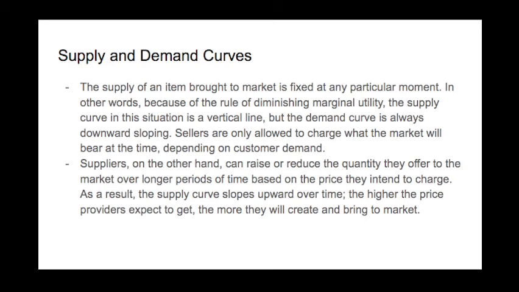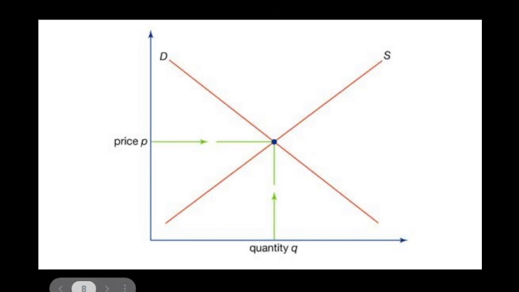Suppliers, on the other hand, can raise or reduce the quantity they offer to the market over longer periods of time based on the price they intend to charge. As a result, the supply curve slopes over time, and the higher price providers expect to get, the more they will create and bring to the market. And here's just a normal supply and demand curve showing right in the middle is that equilibrium, that sweet spot.